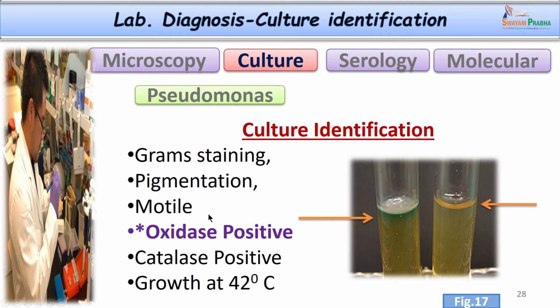They are motile, they are oxidase positive, they are catalase positive, and as I said, they are very hardy organisms. They can grow in higher temperature as high as up to 42 degrees. So, these are all some characters which will help us identify the organism in the laboratory.